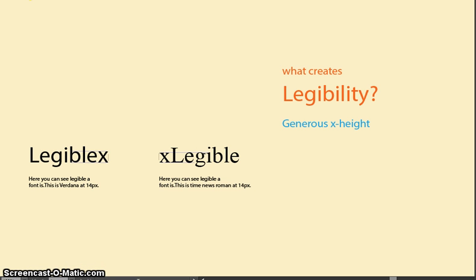Next I'll talk about what creates legibility: the generous x-height. You can see there are two examples here. This one is Verdana at size 14, and this one is Times New Roman. Those two fonts are the same size. The big difference is the height. You can see the x right here is higher than this one, and the g is the same. So that's the difference between the fonts. It's important to choose the right font, especially for people to read a long article.